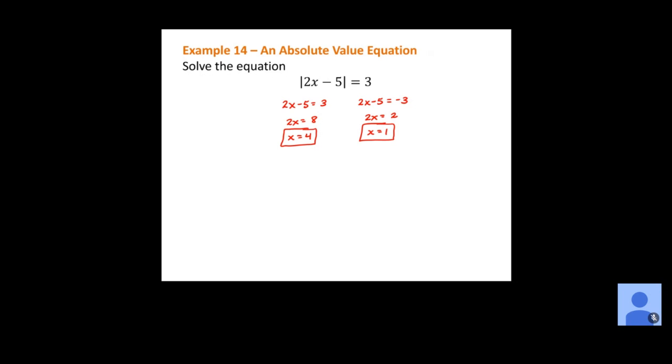And we don't have to test anything, right? Those solutions are going to work as long as your original equation was equal to a positive value. Now, if I substitute them in, you can see that it does work. Plug in 4. 2 times 4 is 8. 8 minus 5 is 3. Absolute value of 3 is 3. If I plug in the 1, 2 times 1 is 2. 2 minus 5 is negative 3, but the absolute value of negative 3 is indeed positive 3. And so both of those solutions check out now.